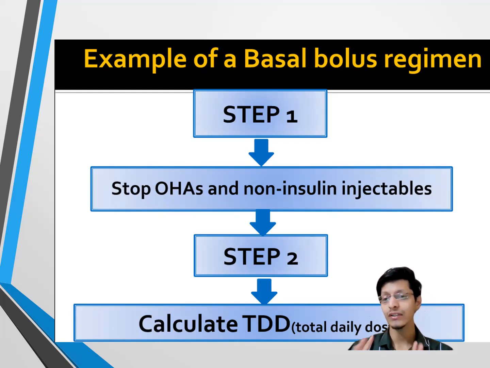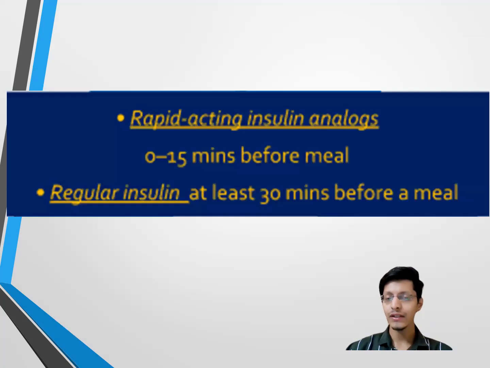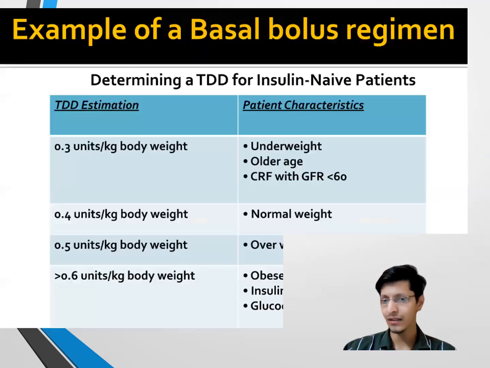For that, you have to calculate the total daily dose. How will you calculate the total daily dose? Before the total daily dose, we have to remember: if you are giving rapid-acting insulin, lispro, aspart, glulisine, give it 15 minutes before the meal, and regular 30 minutes before the meal. If you want to see the effect, we usually give regular 15 minutes before. That is a wrong practice.